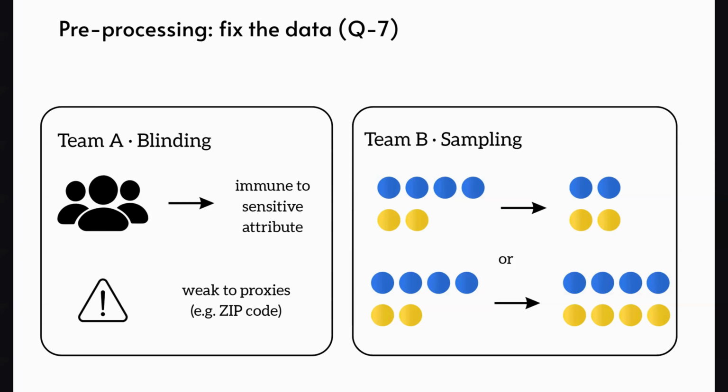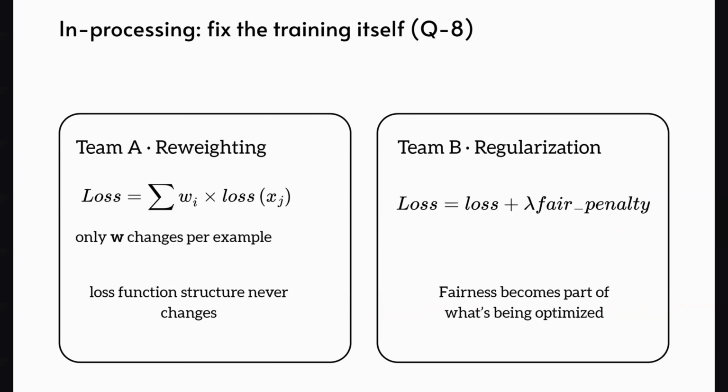The second is in-processing, fixing the training itself. Again, there are two ways to make sure that there are fewer biases and to build fairness: you are either reweighting or you are regularizing. Reweighting is basically, instead of duplicating the samples, you give every single individual input data point a particular amount of weight on how important that data point is for the model.